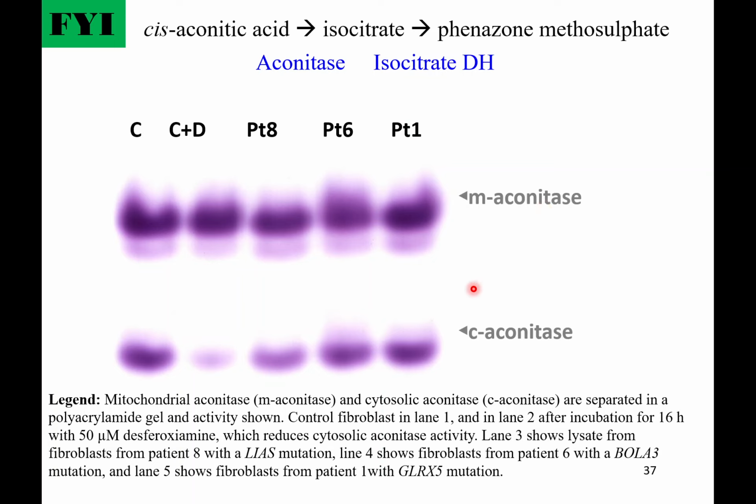And so you can see here, the thing I wanted to point out is that there's a mitochondrial version of aconitase, and there's also a cytosolic version of aconitase. So that's one example of an enzyme that is in both the mitochondria and the cytosol. Slightly different versions, but it is in both places.